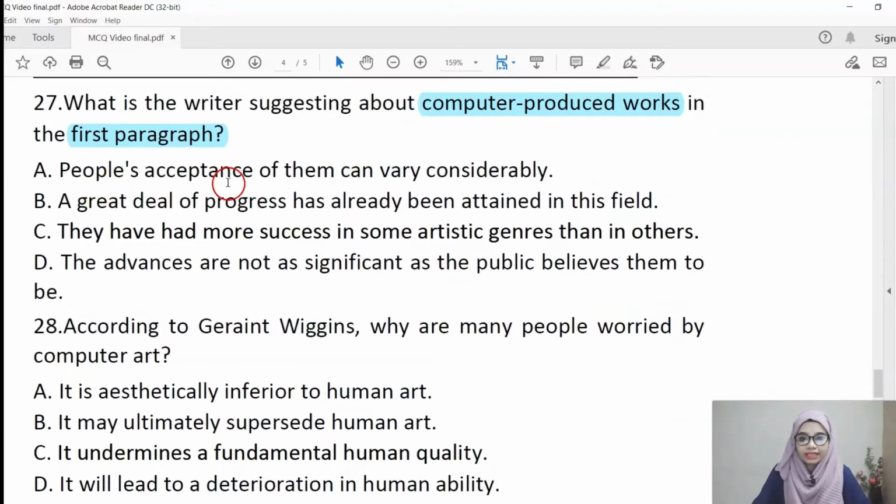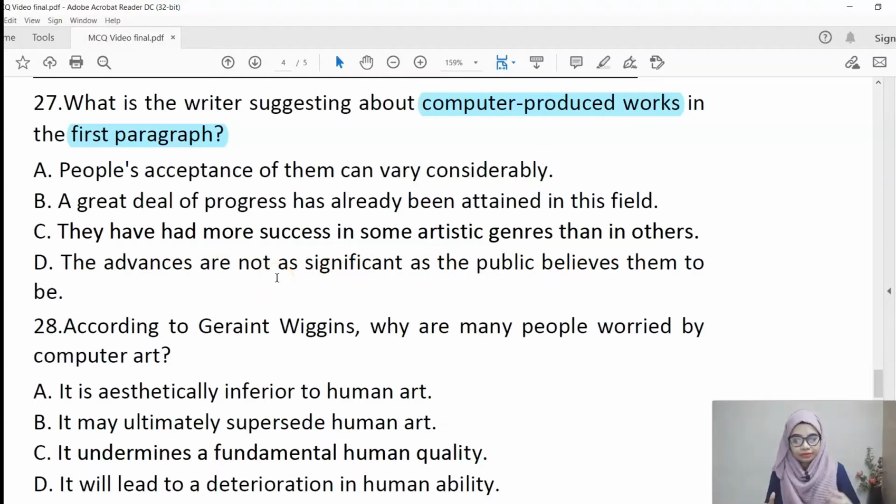So people's acceptance of them can vary considerably. A. B. A great deal of progress has already been attained in this field. C. They have had more success in some artistic genres than in others. D. The advances are not as significant as the public believes them to be.